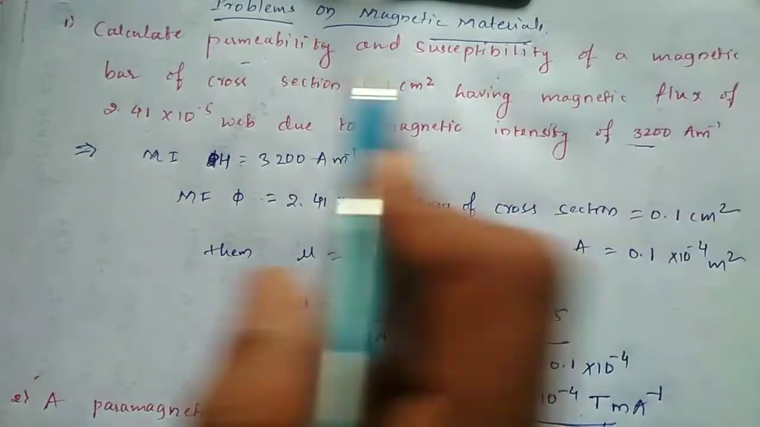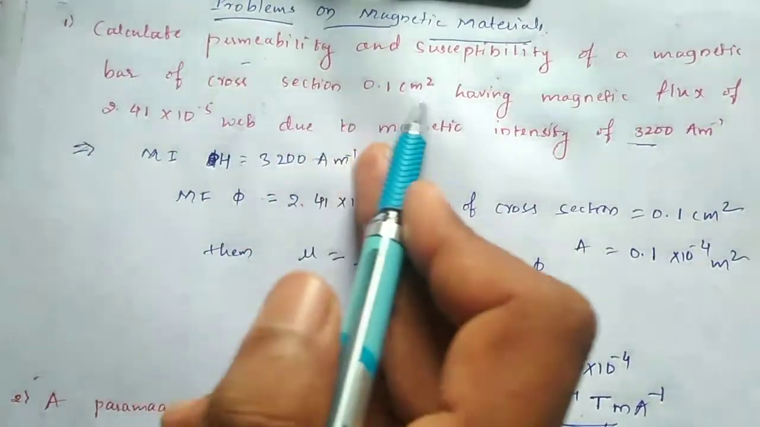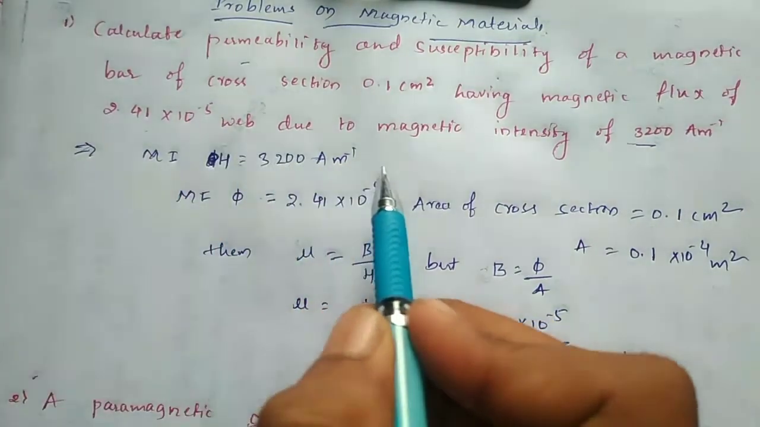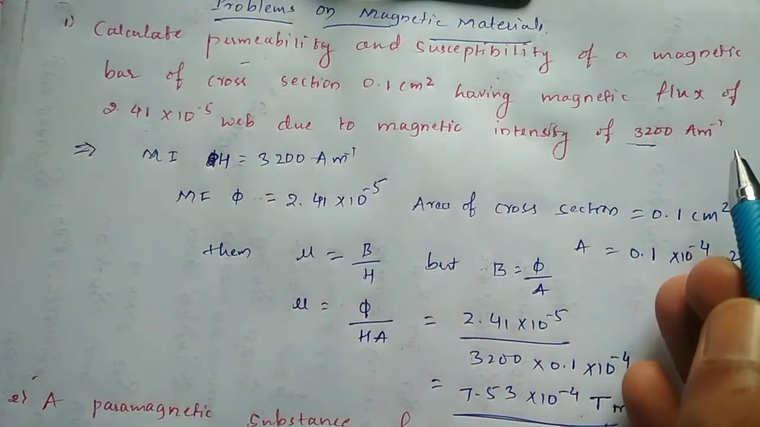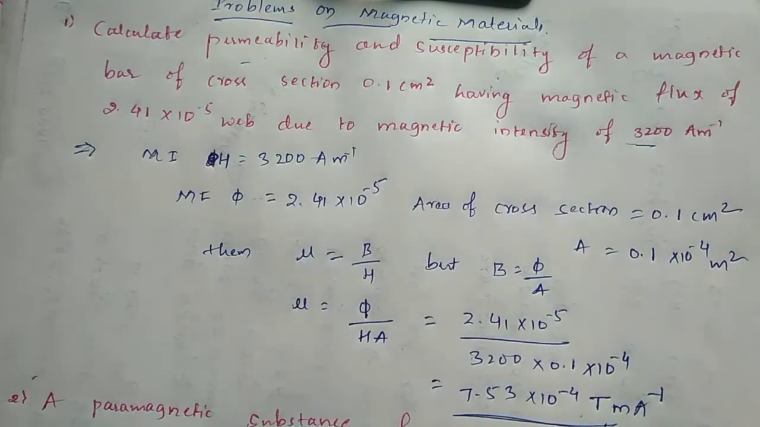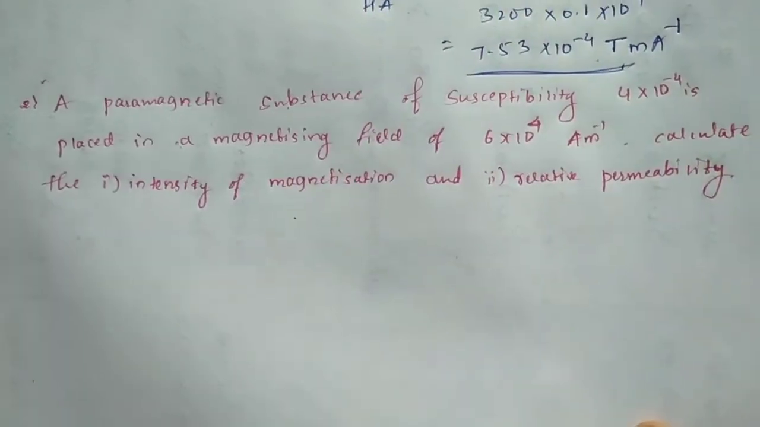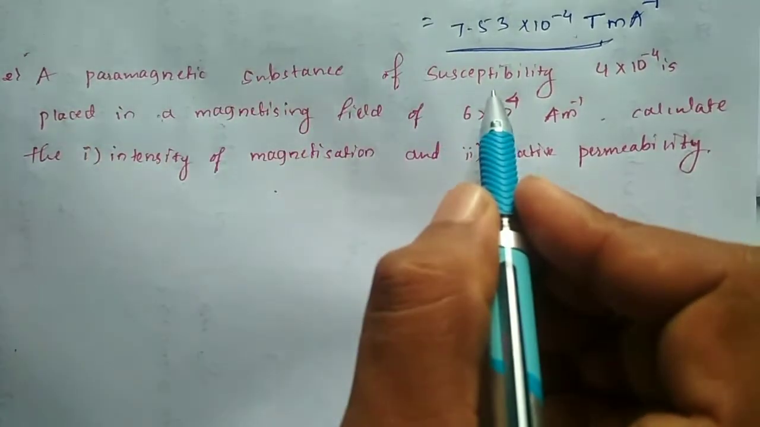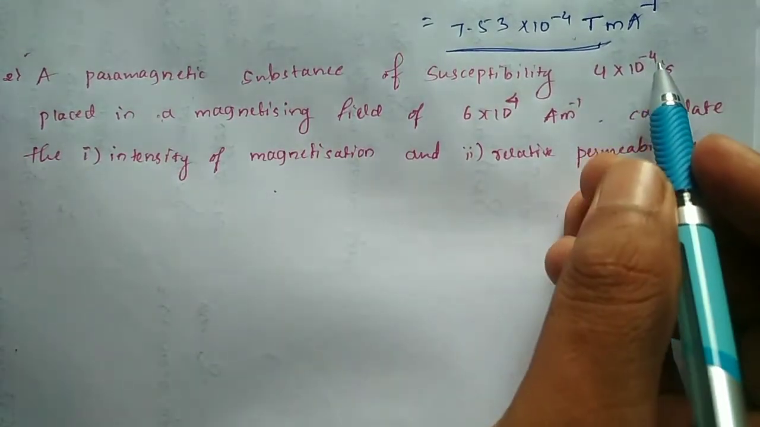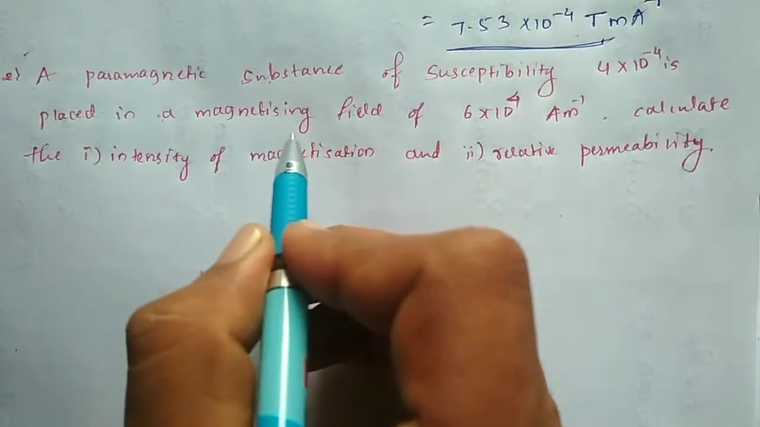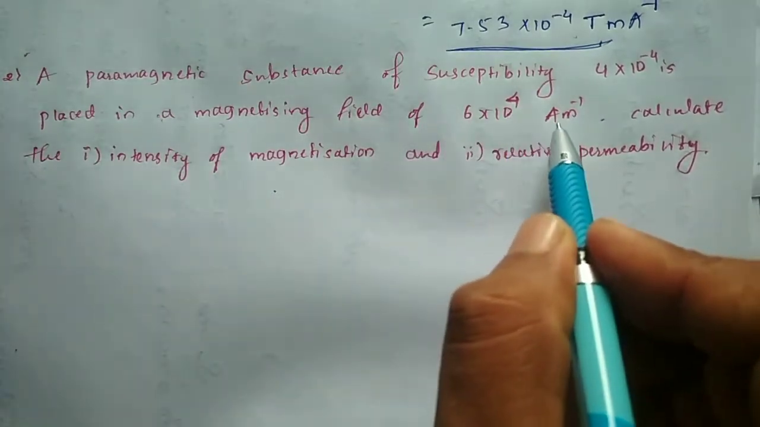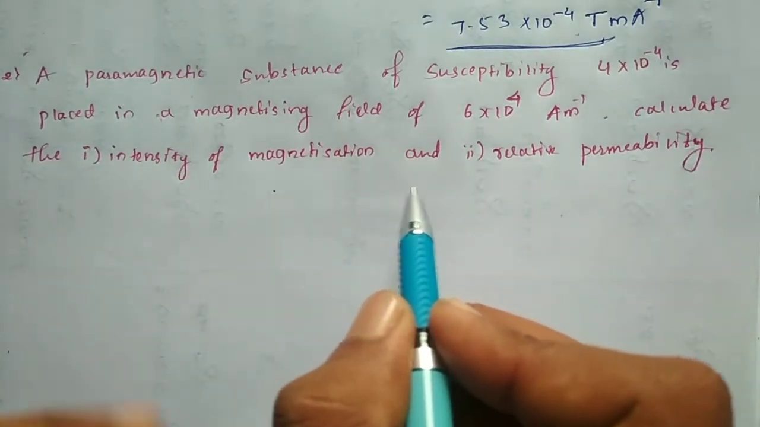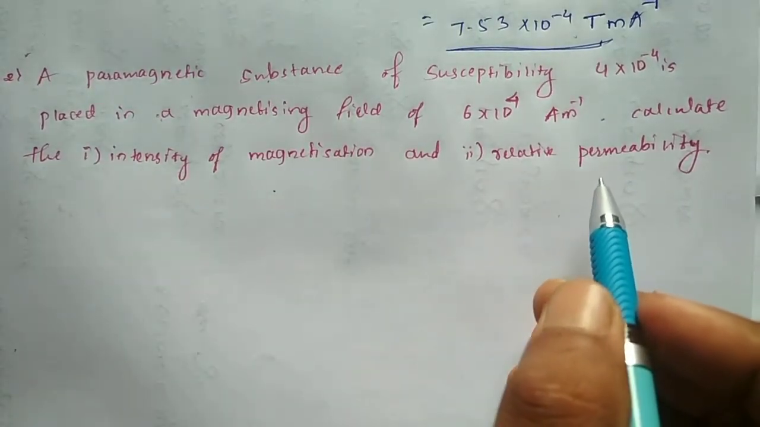They also asked for the susceptibility of the magnetic bar. And the next problem: a paramagnetic substance of susceptibility 4 into 10 to the power minus 4 is placed in a magnetizing field of 6 into 10 to the power 4 ampere per meter. Calculate the intensity of magnetization and relative permeability.